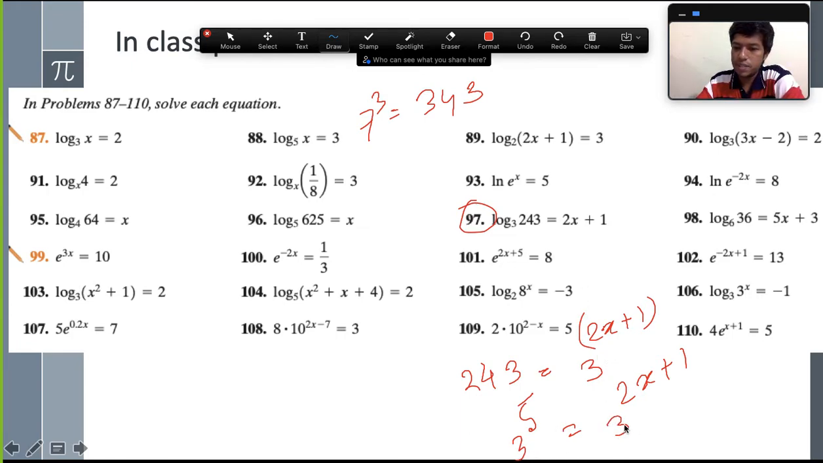So when you have the same base, then the base cancels out. Then you write twice x plus 1 equals 5. You can do it in the calculator. So 5 minus 1 equals 4. Then x equals 2. This is the answer for 97.